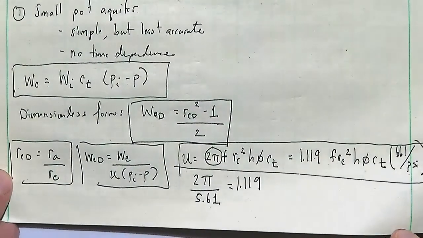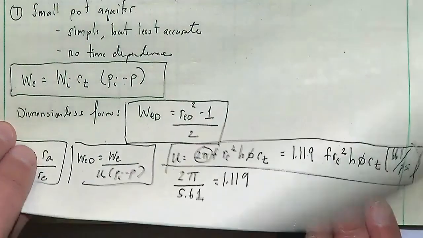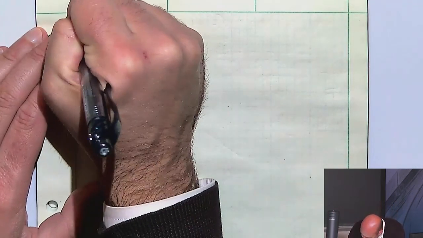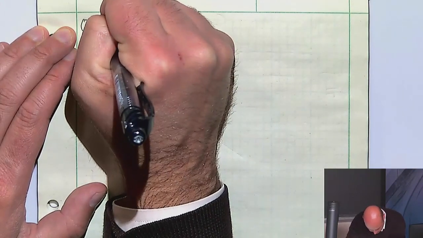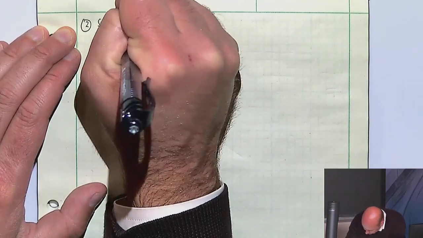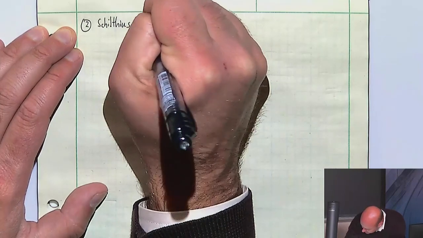Okay, so that is the small pot aquifer. But what we started to do last time is talk about a different model. And that was the, and I will continue to mispronounce this, but the Schilthuis steady state model.